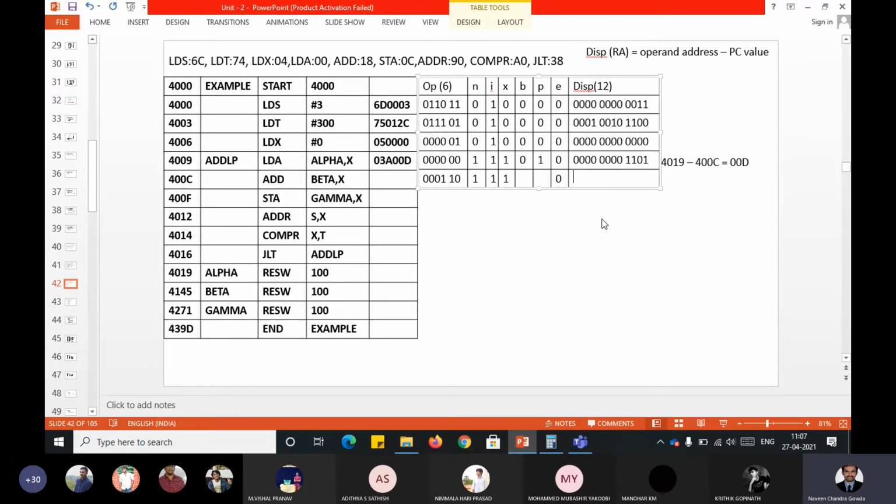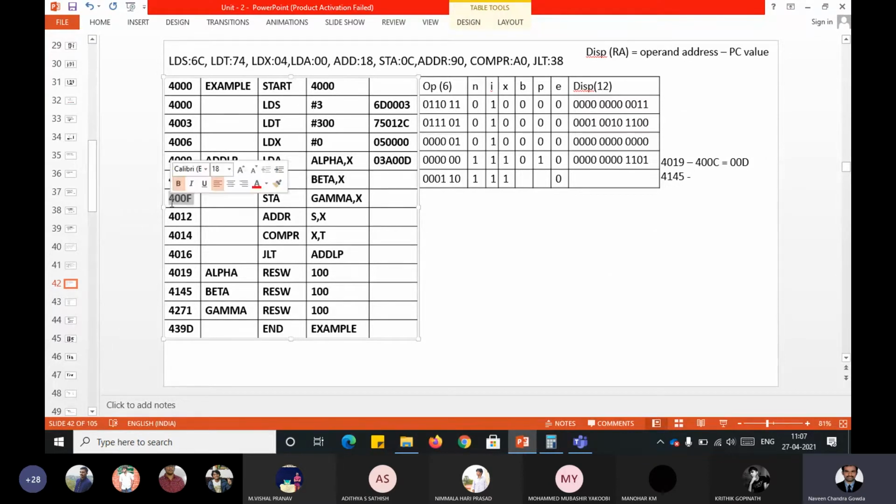Now let us find out the displacement. How to find out the displacement? Same formula: operand address minus PC value. Here, what is the operand? Beta is the operand. What is the address of beta? It is 4145. And what is the PC value? When you are working with this instruction, the next address would be the PC value, which is 400F.